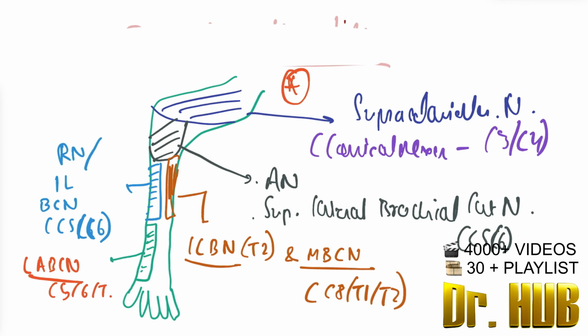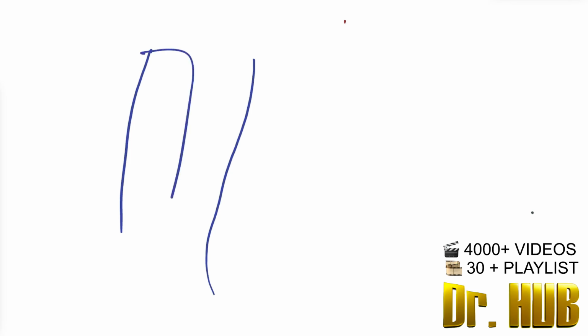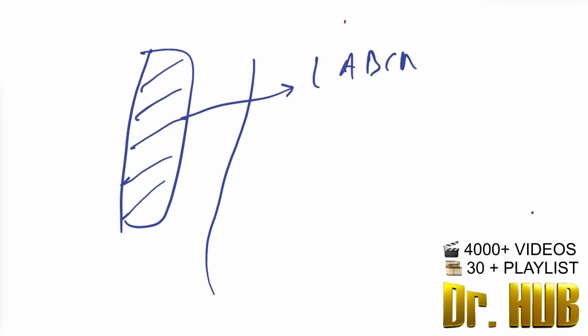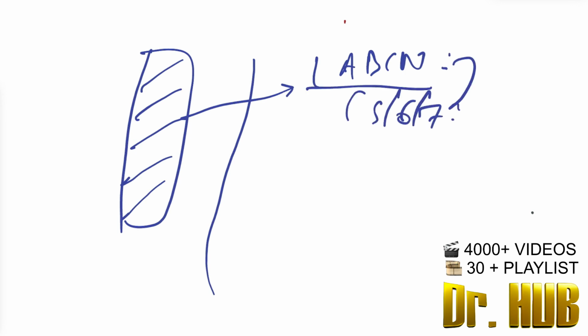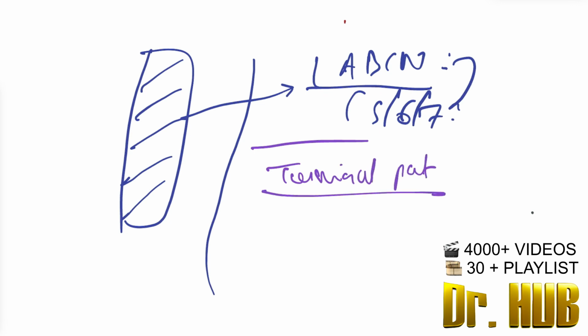So let's draw this fresh. We covered the arm, so now let's look at the forearm. Under the forearm there was the lateral antebrachial cutaneous nerve, this was C5, 6 and 7. Then we look at the terminal part of the musculocutaneous nerve.